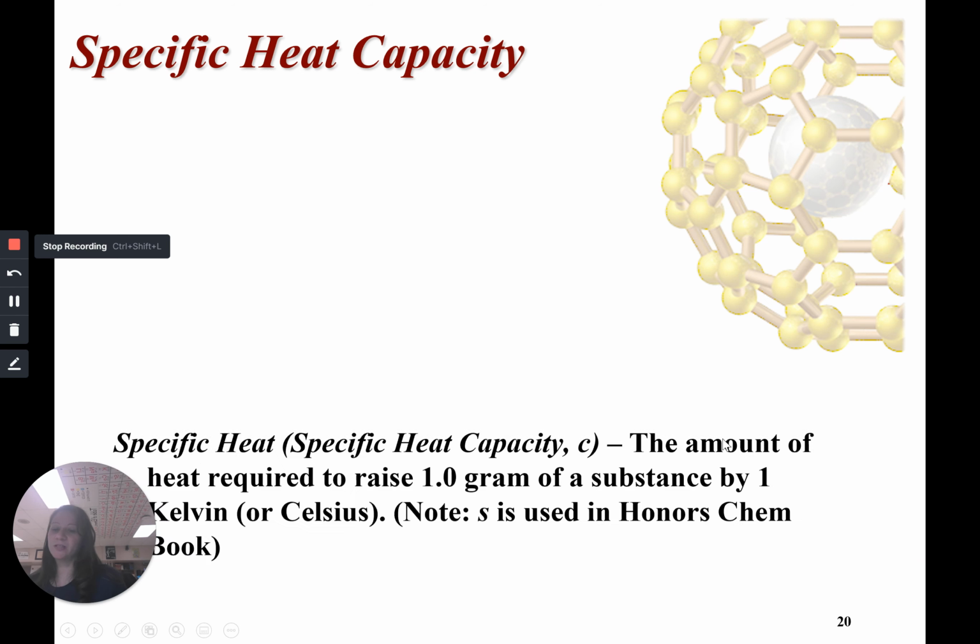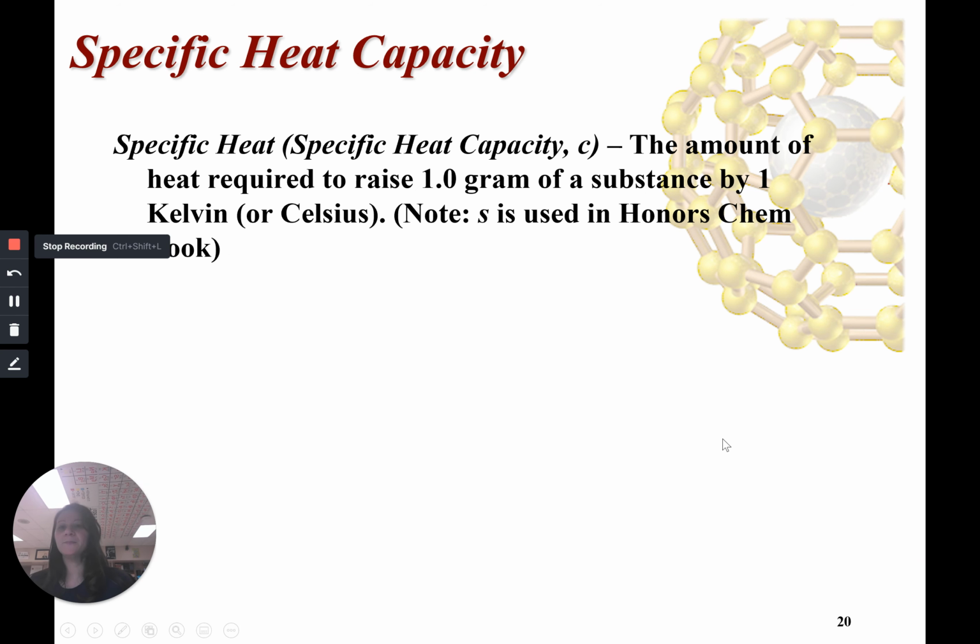So let's talk about what specific heat capacity is. Specific heat capacity is the amount of heat that is required to raise 1 gram of my substance by 1 degree Celsius or by 1 Kelvin. Remember, a difference in a Celsius is the same as a difference in a Kelvin. So this should sound very familiar. This is the same definition as a calorie, except a calorie is specific to water. So a calorie is basically the specific heat capacity of water. It's how much energy is needed to raise 1 gram of water by 1 degree Celsius.